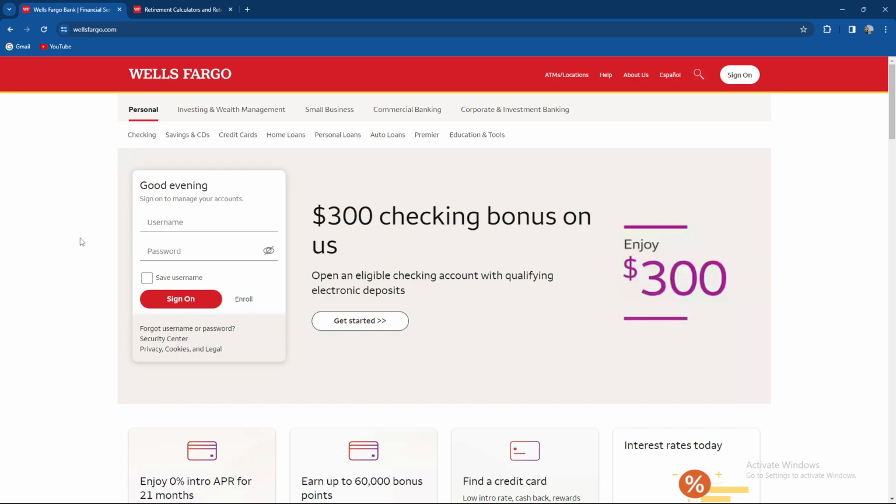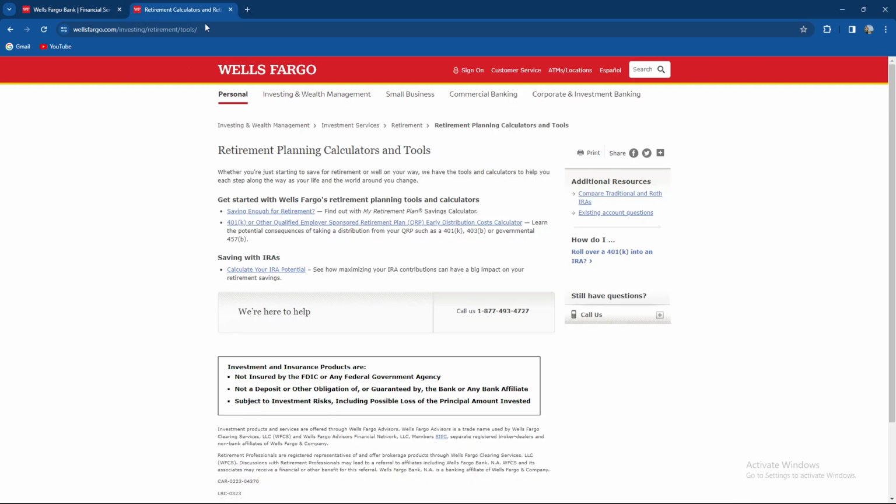So guys, Wells Fargo offers you retirement tools and retirement calculators which can be helpful to you with your retirement planning. So whether you're just starting to save for retirement or well on your way, they have the tools and calculators to help you each step along the way as your life and the world around you change.